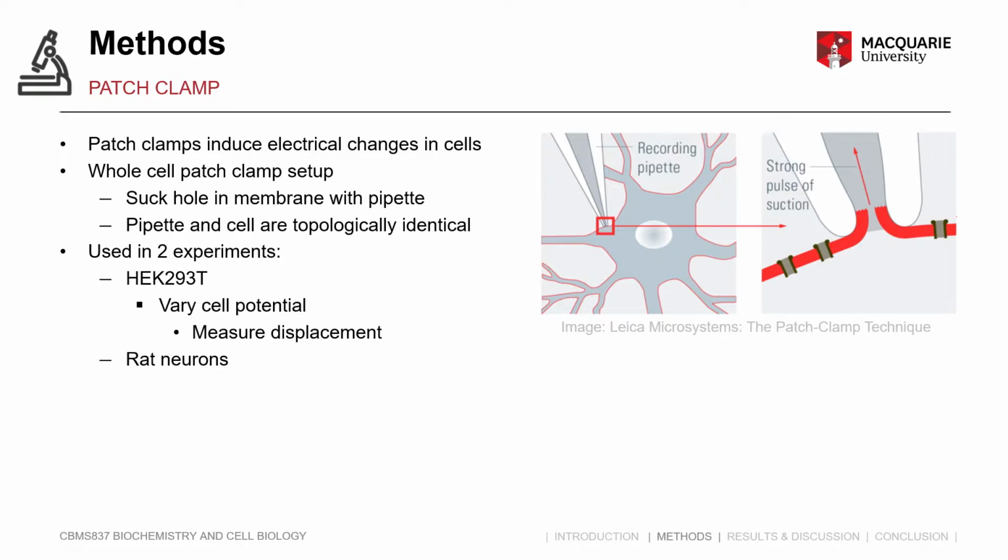In the HEK cells, they varied the cell potential or forced the cell potential onto the cell, and then they measured the associated displacement with this. In rat neurons, they only initiated the action potential in neurons, and then they measured both the displacement and the voltage signal.